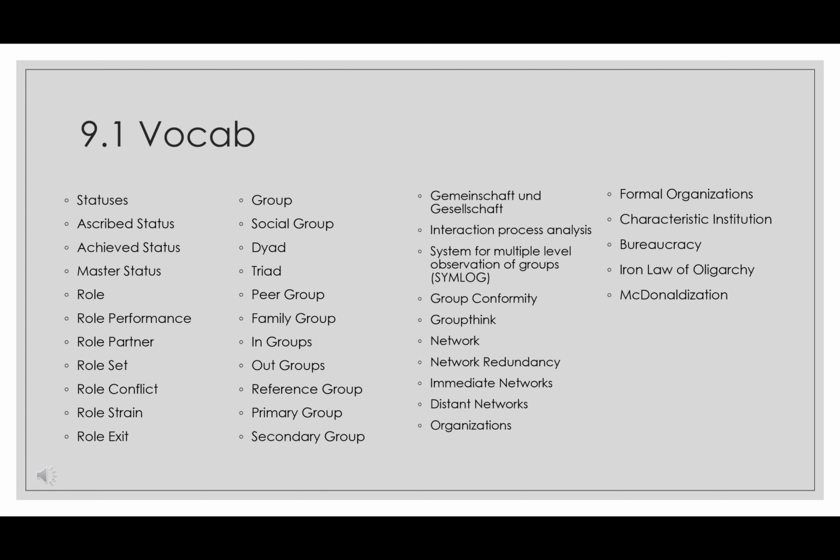Ascribed status is a status that is given involuntarily due to factors such as race, ethnicity, gender, and family background. Achieved status is status that is gained as a result of one's efforts or choices. Master status is the status by which a person is most identified. It is the most important status that the individual holds and affects all aspects of that person's life.